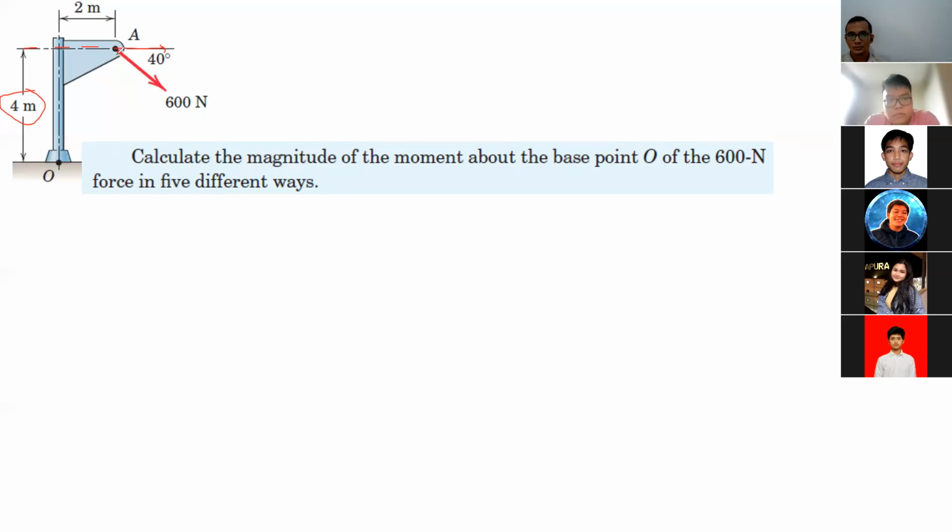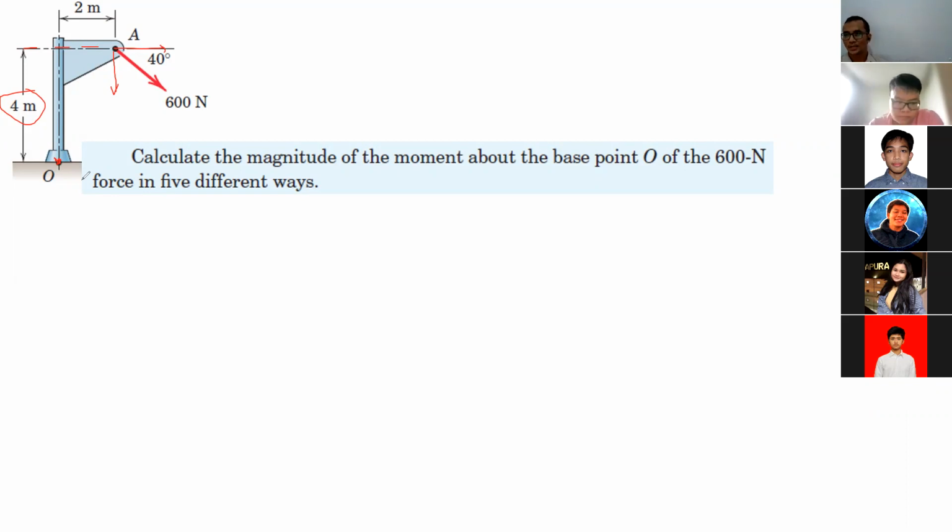And then the vertical one is 600 Newton sin 40 degrees. What is the perpendicular distance there? 2 meters. Okay, perpendicular distance between point O to the force. Remember, the perpendicular distance between the point, the center of rotation, and the force. So it's 2 meters. So 600 Newton multiplied by sin 40 degrees multiplied by 2 meters. That's the second moment component.